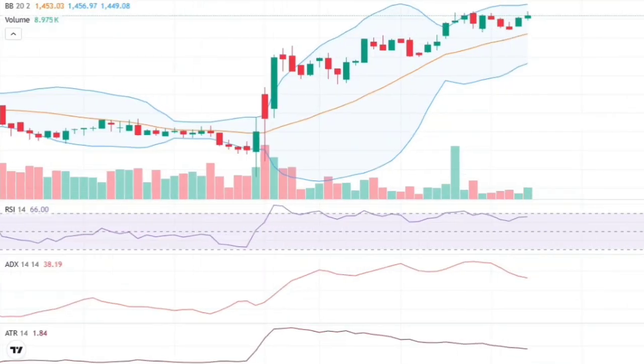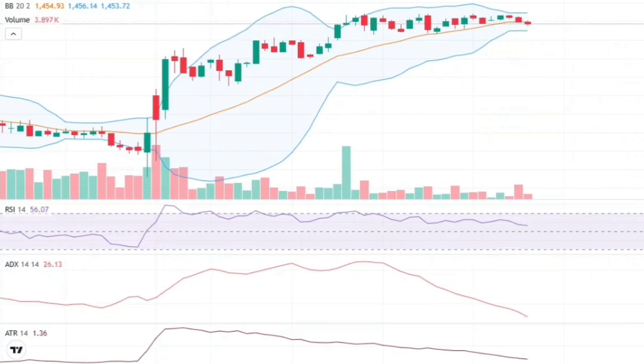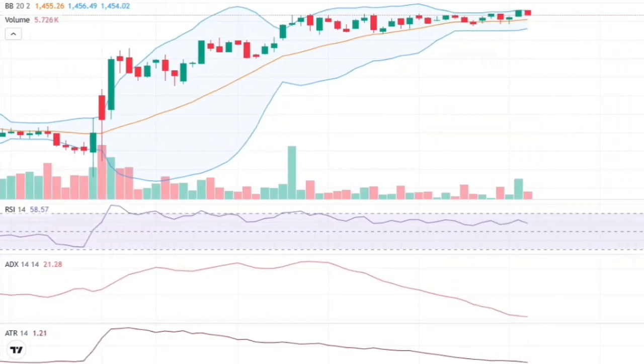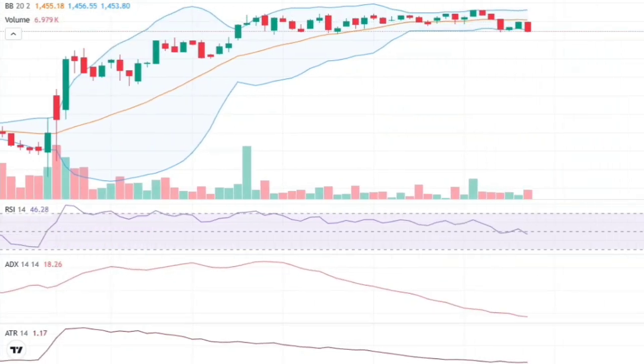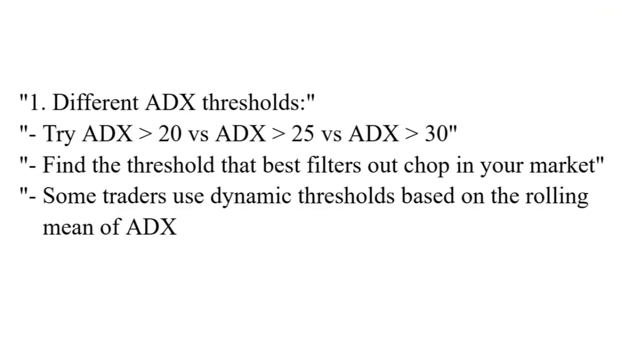Part 6. Backtesting and optimization. This strategy isn't a set-it-and-forget-it system. You need to backtest and optimize for your specific market and time frame. What to backtest? 1. Different ADX thresholds. Try ADX 20 versus ADX 25 versus ADX 30. Find the threshold that best filters out chop in your market. Some traders use dynamic thresholds based on the rolling mean of ADX.